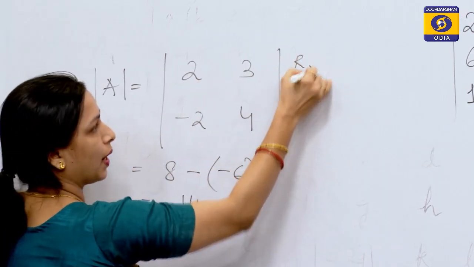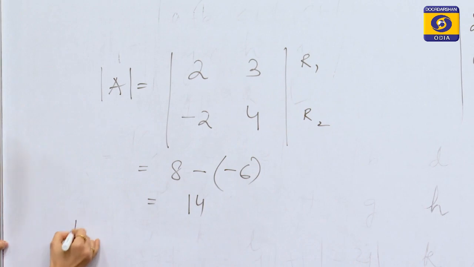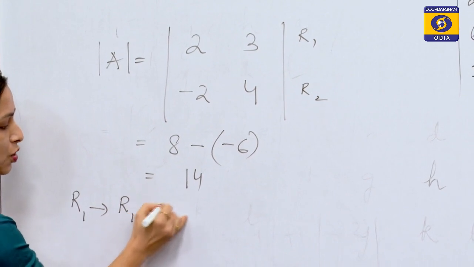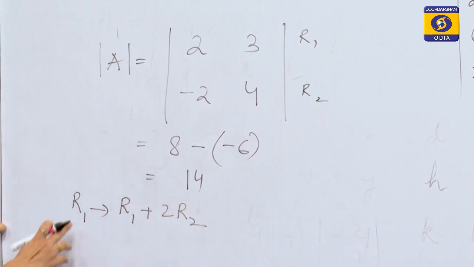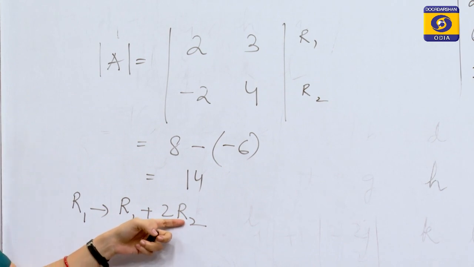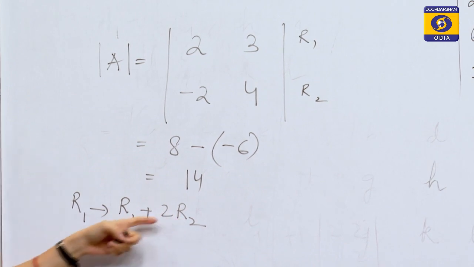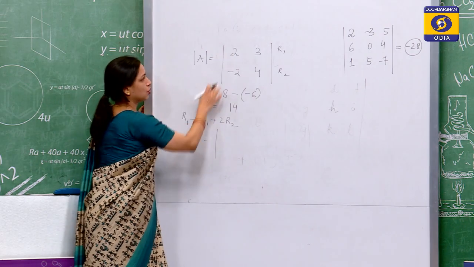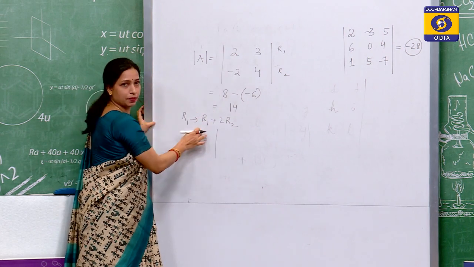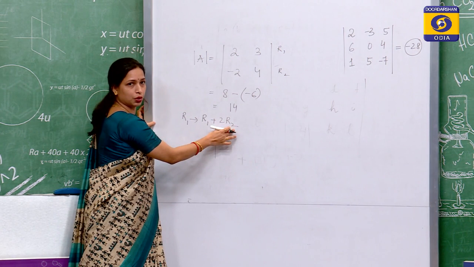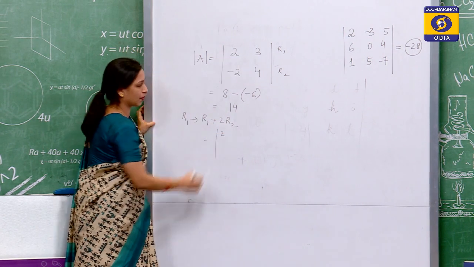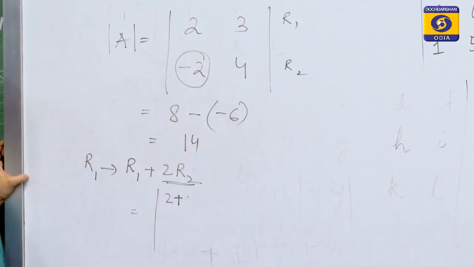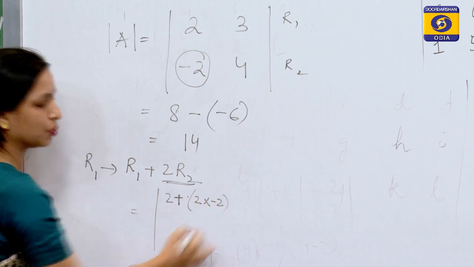Now, you know this is row 1 and this is row 2, right. If I write that row 1 means row 1 plus 2 R 2, that means here we are adding the multiples of another element of another row and making a new element, right. So, the new determinant will be, row 1 will now follow this equation, that means row 1 plus 2 row 2 element. So, here 2 plus 2 R 2. So, what is the row 2 element? Minus 2. So, here 2 into minus 2, right.